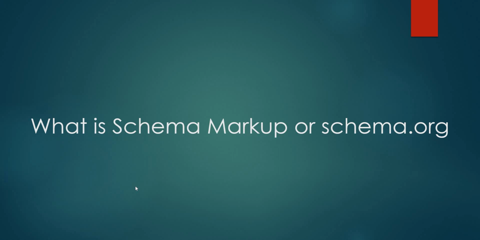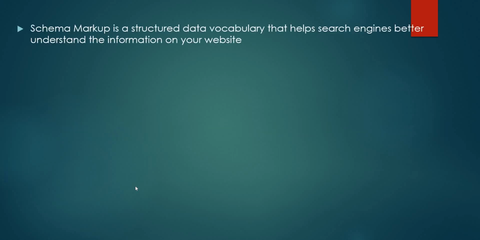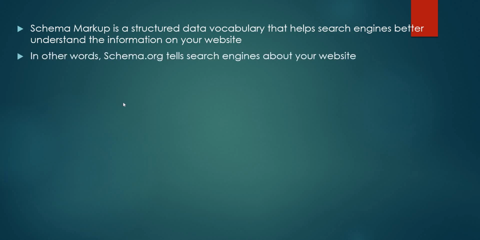So first, understand what is schema.org. Schema Markup is a structured data vocabulary that helps search engines better understand the information on your website. For instance, you have a website and you want search engines to understand what your website is about or what your business is about, right? In that case, you will add Schema Markup. In other words, schema.org tells search engines about your website.